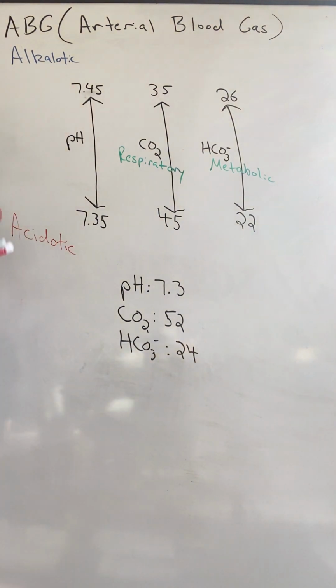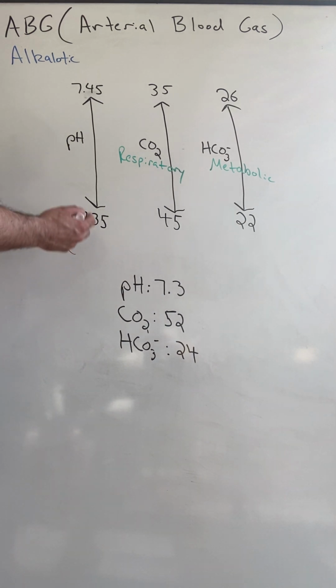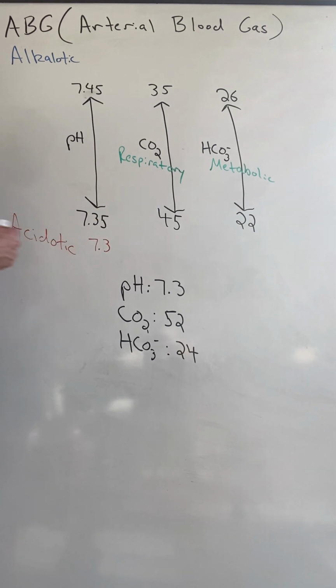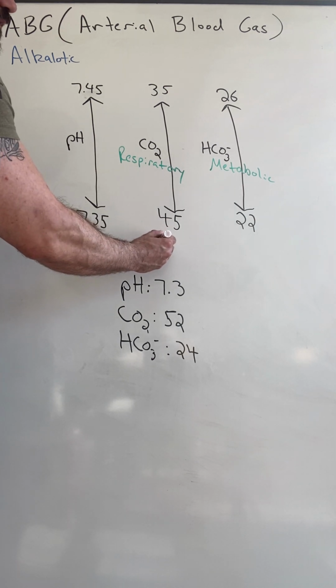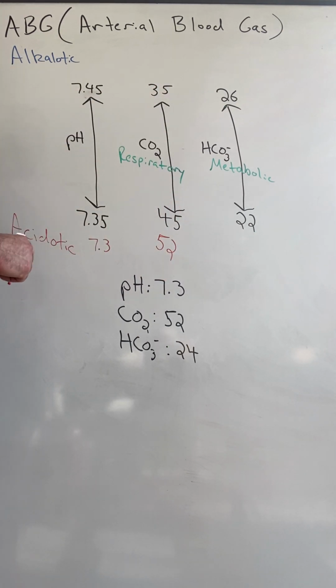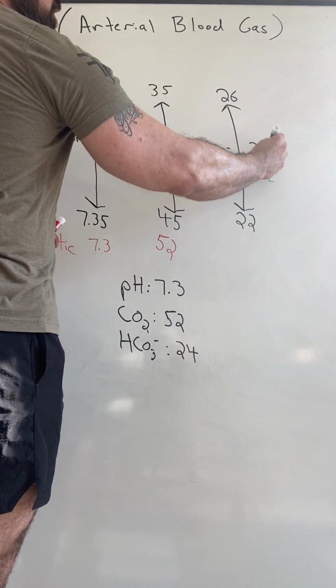So what we're going to do is map these values out on our chart. Your pH is 7.3. Well, where is that going to be? Less than 7.35, so we write it down here. So that's acidotic. CO2 52 is down here because it's greater than 45. We're 35 to 45, so it's high, 52. And then our bicarb of 24 is going to be here right in the middle.